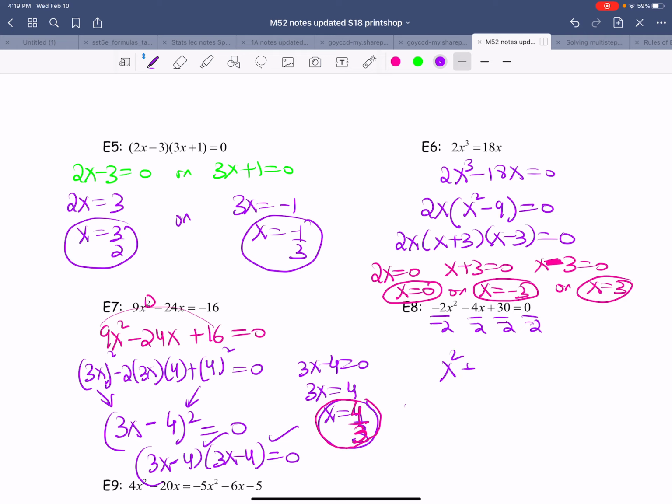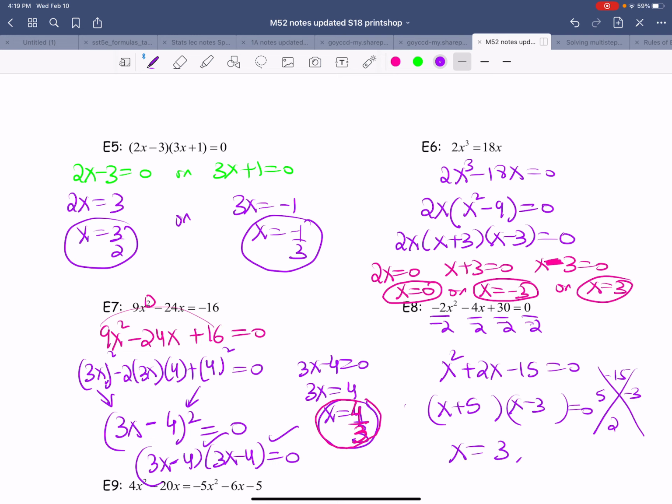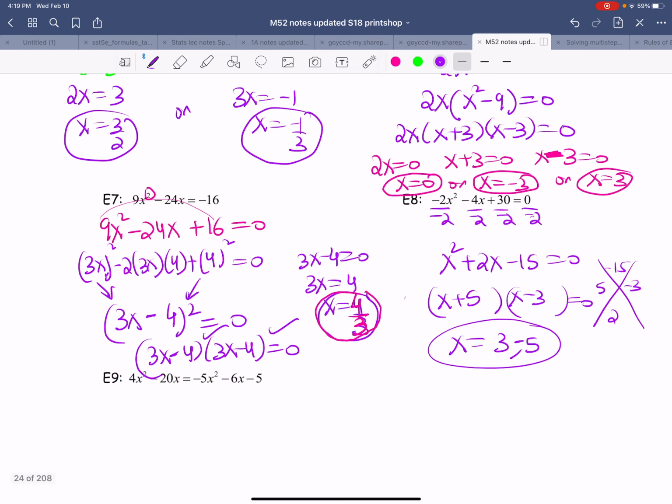So x squared plus 2x minus 15 equal to 0. Two numbers that multiply to give me negative 15. You can go ahead and draw the x if you need. And the numbers that add up to give you positive 2 are 5 and negative 3. So x plus 5, x minus 3 equal to 0. So I'm going to get my two solutions, which are positive 3 and negative 5.